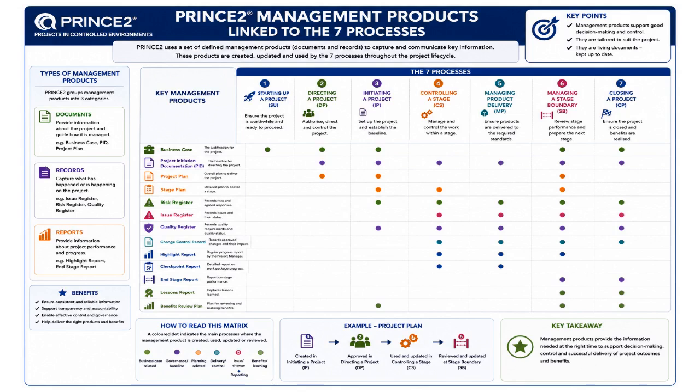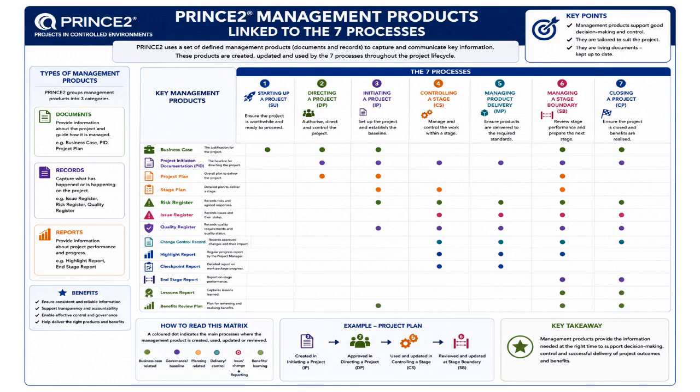By formally documenting issues, the project manager can ensure they are tracked, prioritized, resolved, or escalated appropriately. The quality register records quality requirements, testing activities, review outcomes, and quality approvals. This helps ensure that project products meet agreed standards and stakeholder expectations before acceptance.